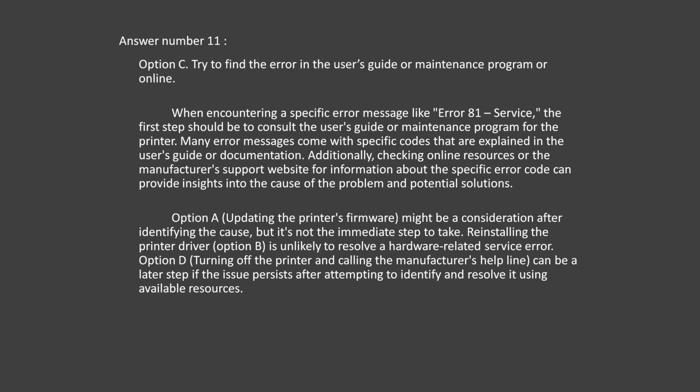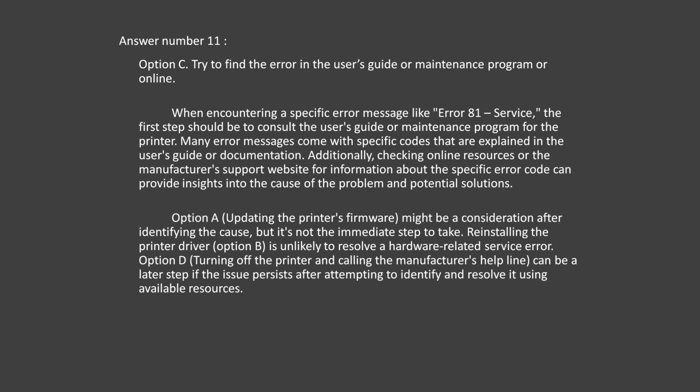Option C. Try to find the error in the user's guide or maintenance program or online. When encountering a specific error message like Error 81 Service, the first step should be to consult the user's guide or maintenance program for the printer. Many error messages come with specific codes that are explained in the user's guide or documentation. Additionally, checking online resources or the manufacturer's support website for information about the specific error code can provide insights into the cause of the problem and potential solutions.